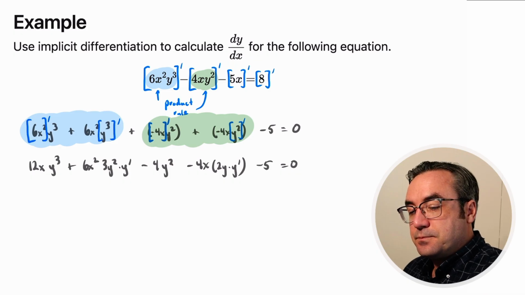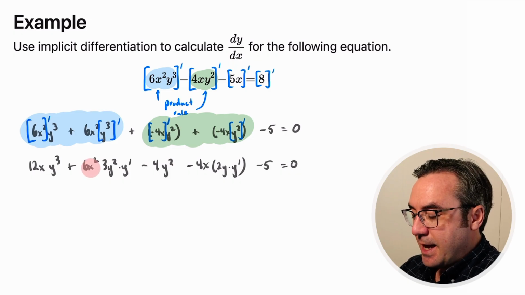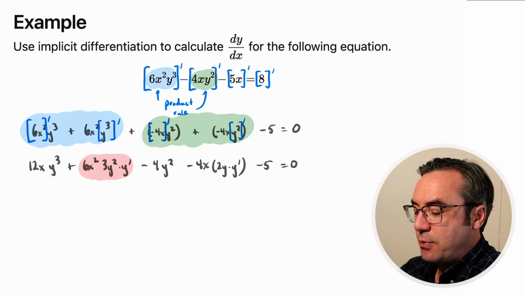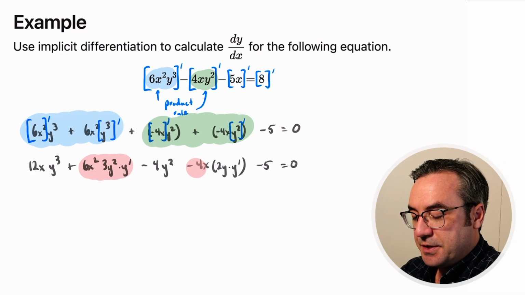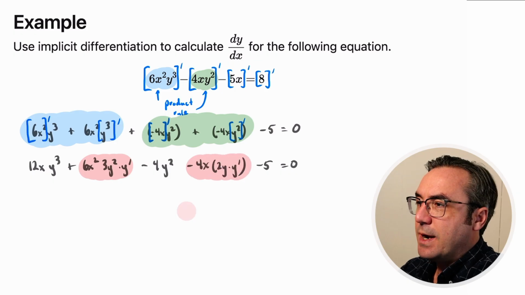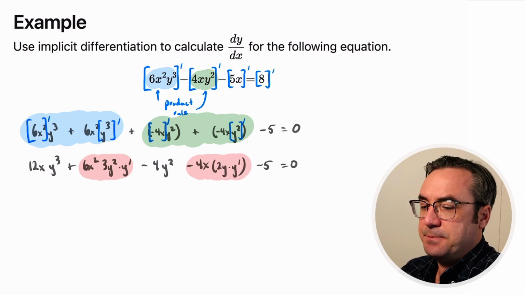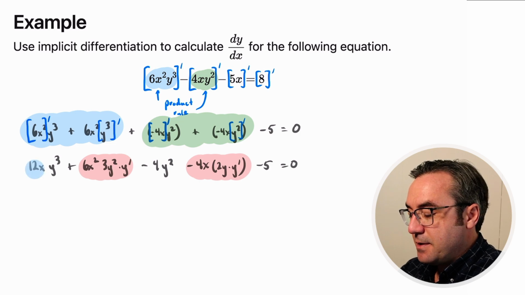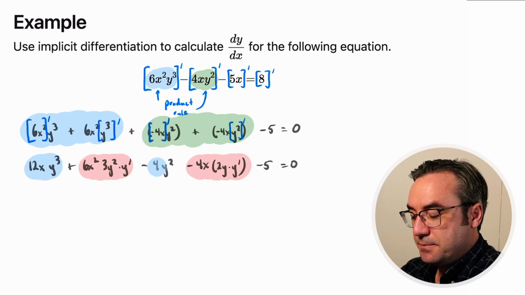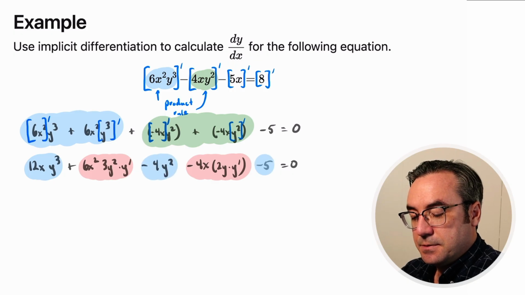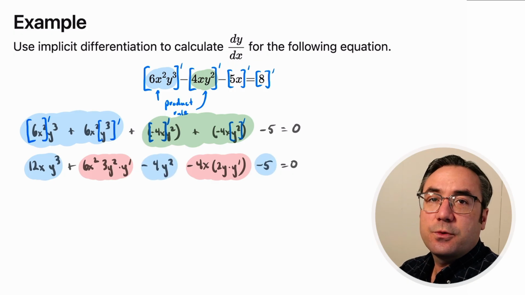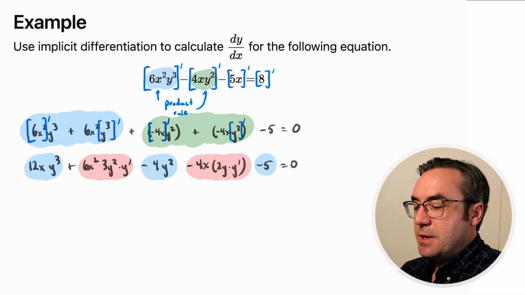So scan through, and any term that has a y prime in it, we've got a few of these, we want to keep on the left-hand side of our equation. Anything that doesn't have a y prime in it, we've got a few of these, we want to move to the right-hand side of our equation.